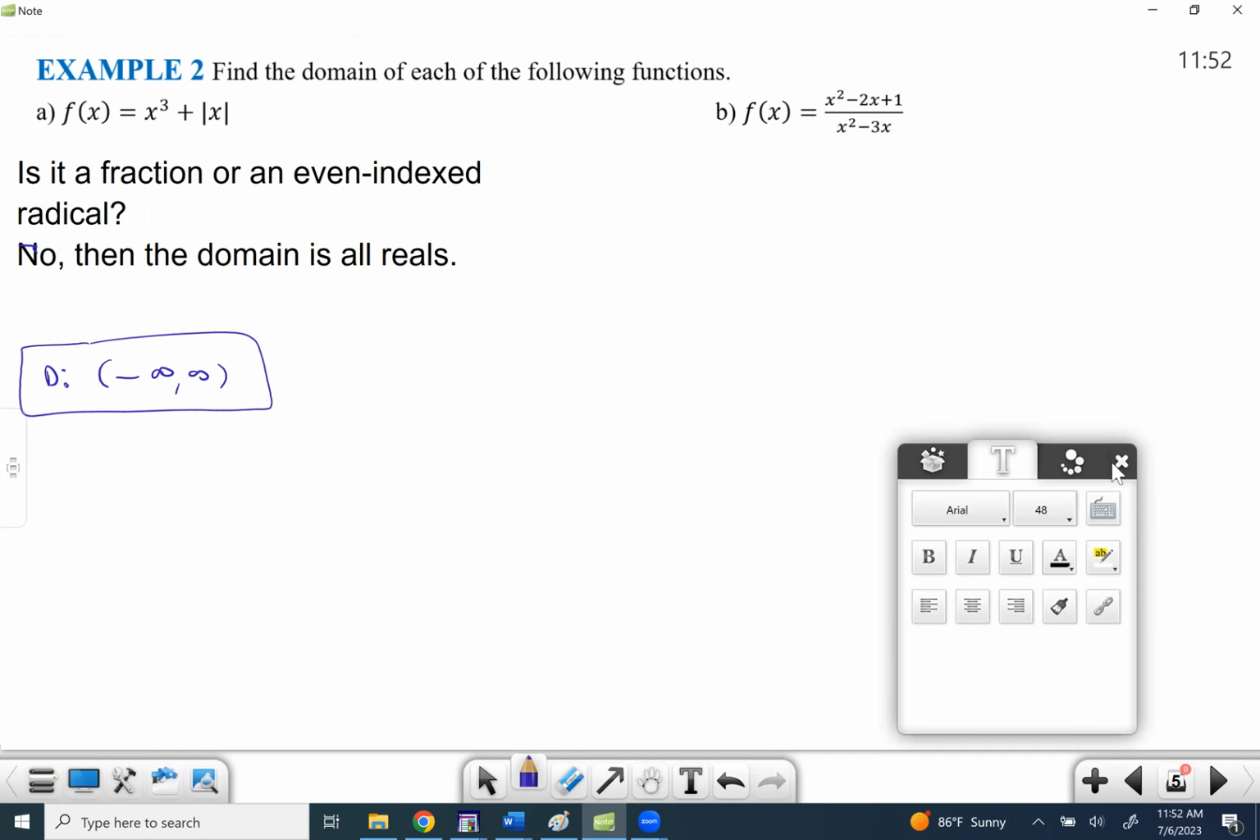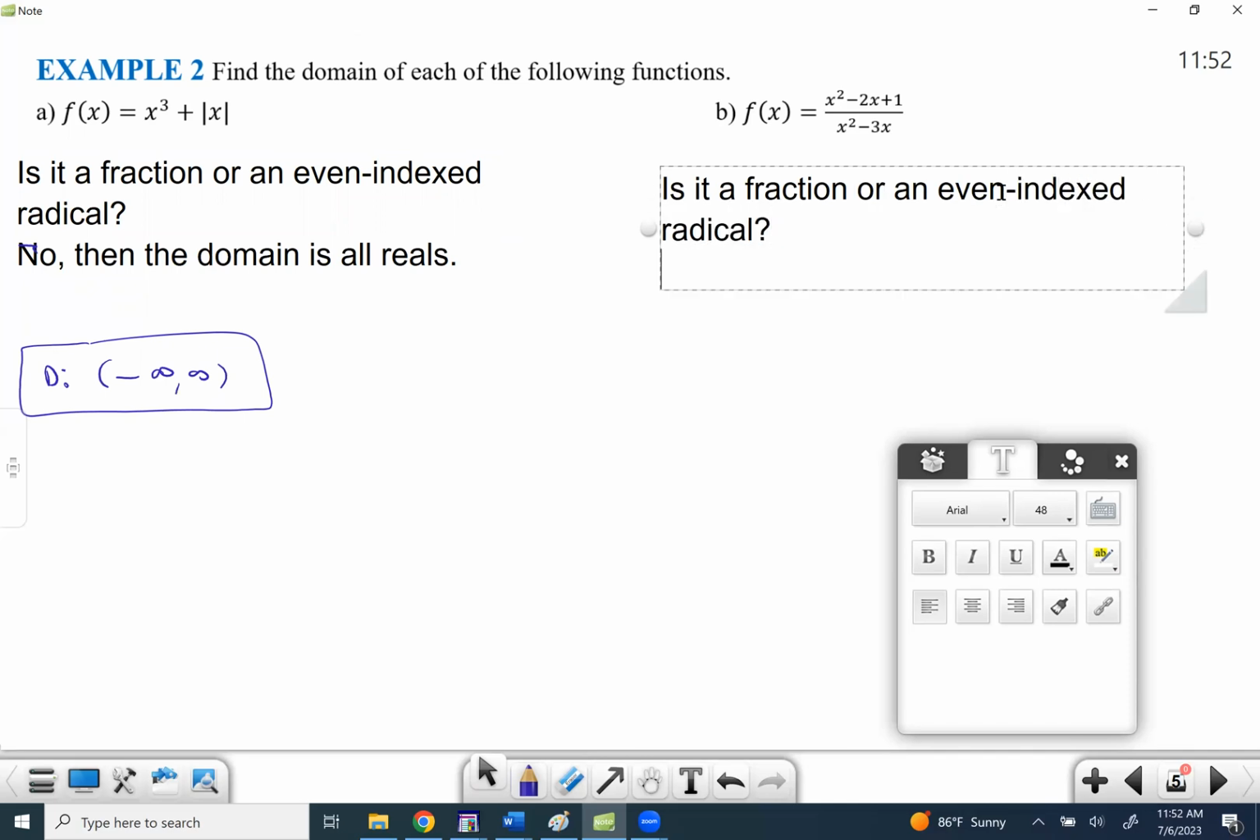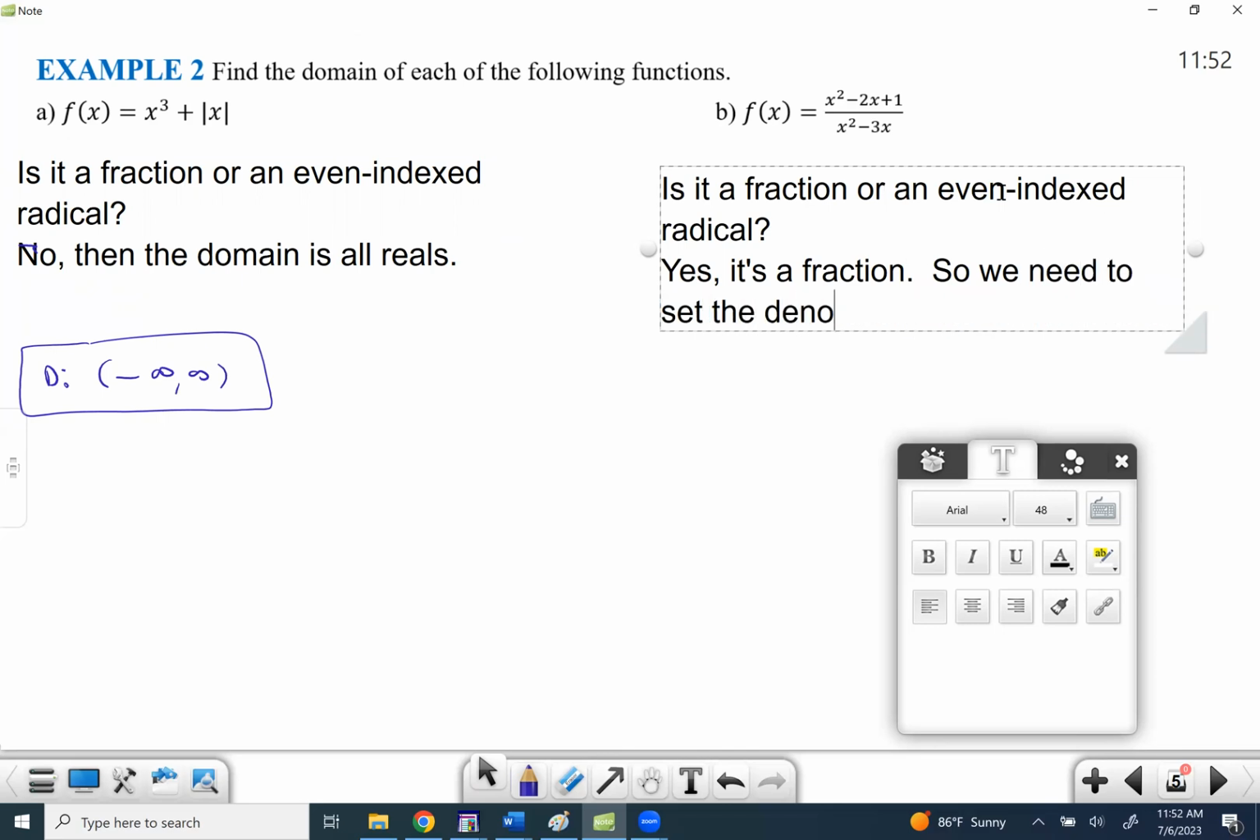All right, let's go over here on this one. We're going to ask that same question again. Is it a fraction or an even indexed radical? Yes, it's a fraction. So we need to set the denominator equal to 0 to see what it can't be.